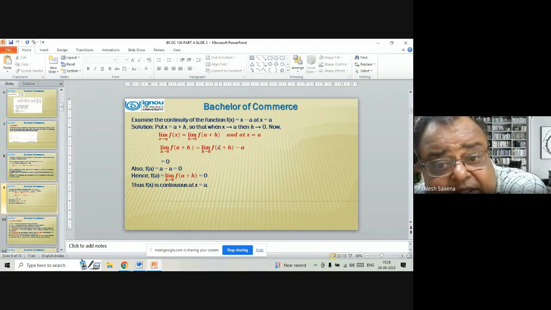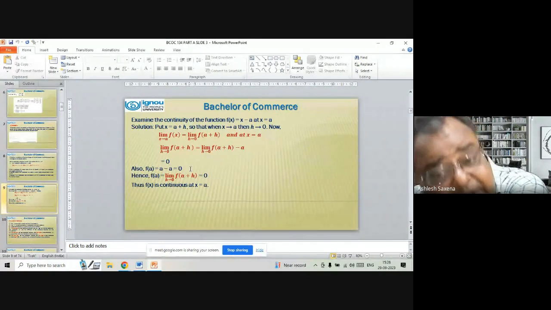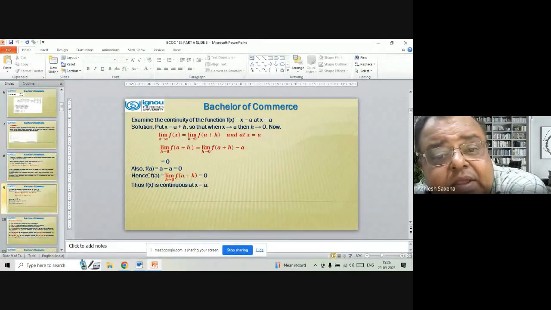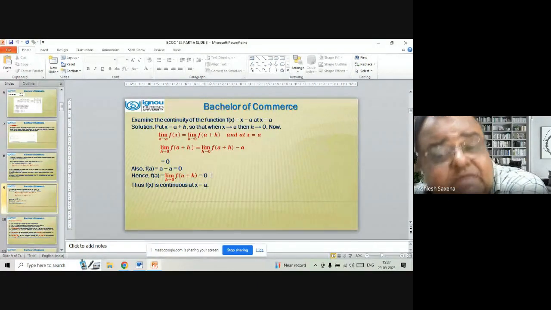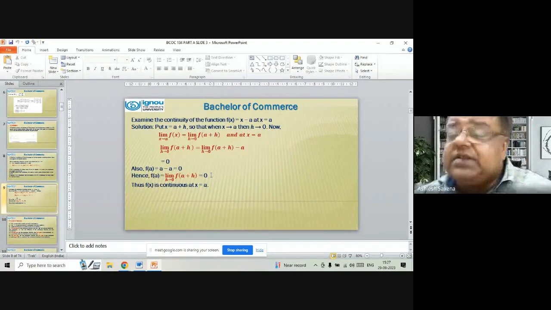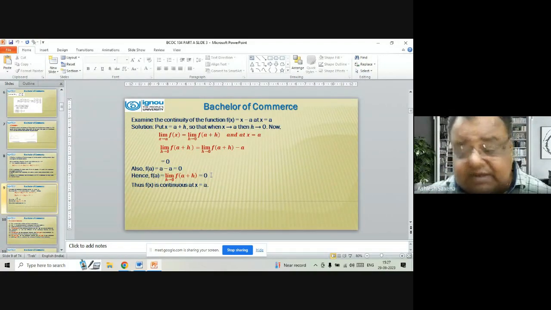This a will and this a will get cancelled. You will be left with h, and when you apply the limit h tends to 0, it will be 0. That means f(a) is equal to a minus a, that is 0. We can say that f(a) is equal to the limit as h tends to 0 of the function a plus h, which is 0. These two values are equal. That means we can say that the function is continuous at x is equal to a.